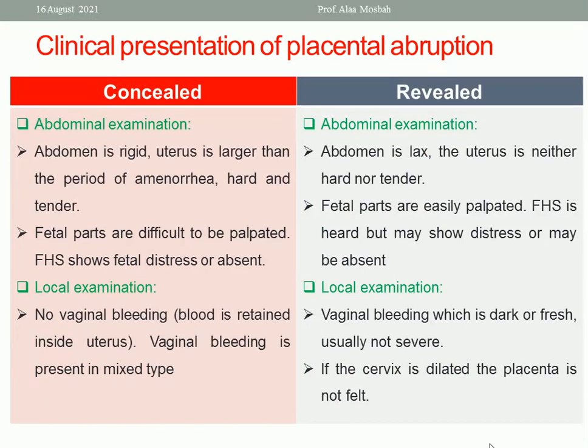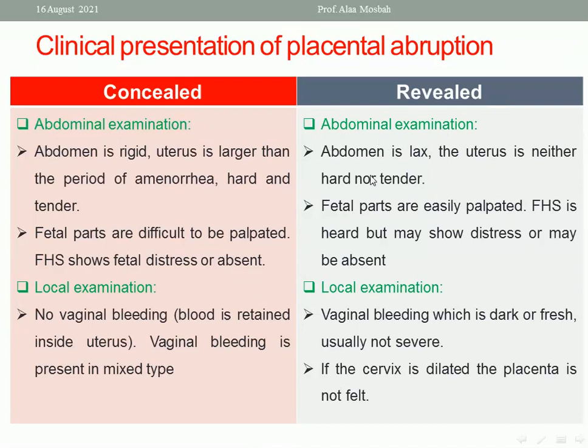What about abdominal examination in concealed? The abdomen is rigid, board-like, tender, larger than the period of amenorrhea because of the retained hematoma, which may be large in size. Hard and tender abdomen, fetal parts are difficult to palpate, and the fetal heart sound shows distress or is even absent, maybe fetal demise. On local examination, there is no vaginal bleeding in the completely concealed type, or in the mixed type there is bleeding.